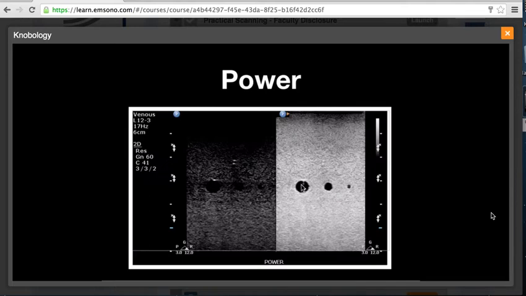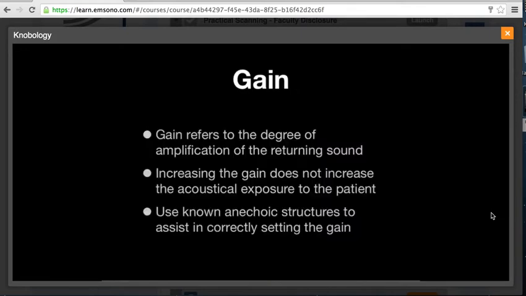There is no artifactual fill-in here. If you take a look at this image on the left, you can barely see the largest anechoic structure, but the other ones are difficult to see, and that's because the power is too low. You want to make sure that you have the power set correctly so that you don't miss any key sonographic structures. Let's now look at gain.